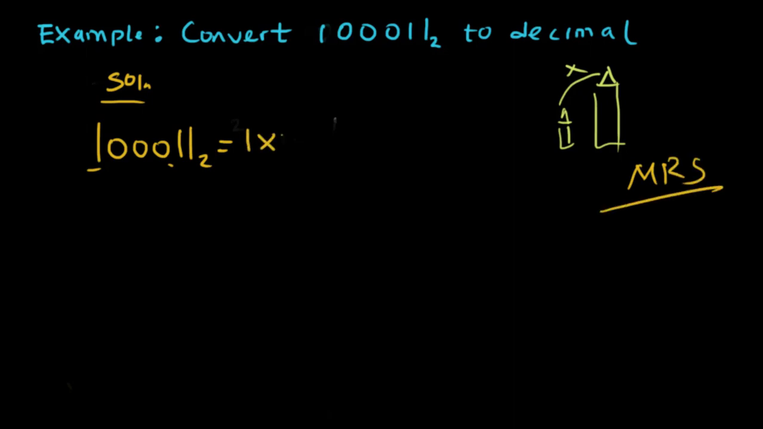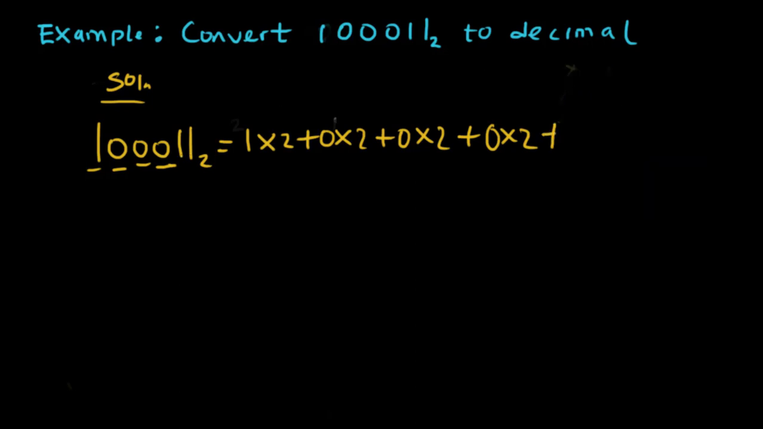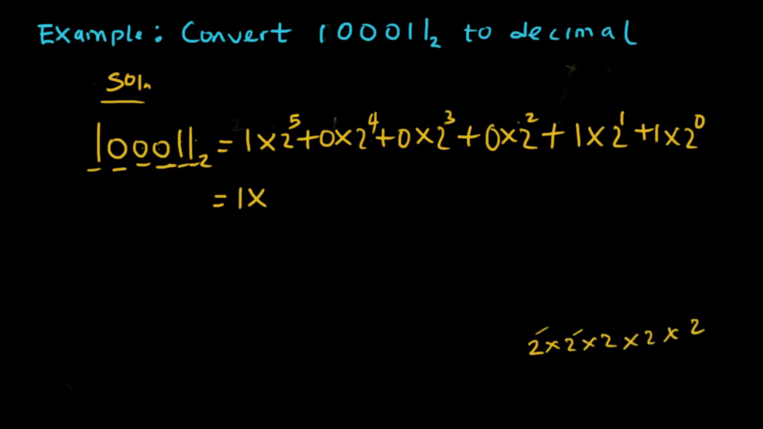So we have 1 times 2 plus 0 times 2 plus 0 times 2 plus 0 times 2. Let me rub this. Then we have plus 1 times 2 and then plus 1 times 2. Do you understand? Next thing, rank. So we have 0, 1, 2, 3, 4, 5. Do you understand? So let's try to do this. So we have 1 times 2 raised to power 5. That is 2 times 2 times 2 times 2 times 2. 1, 2, 3, 4, 5.